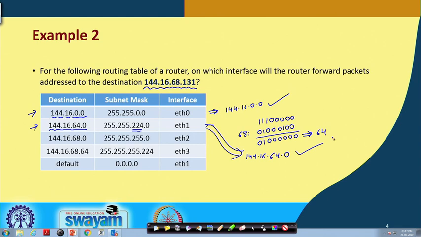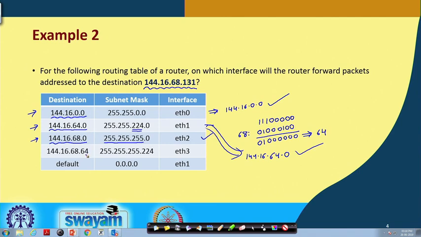Let us come to the third row, 255, 255, 255, all 3. So, the first 3, 144, 16, 68 will remain, last one will become 0, which is the same as here. So, here also there will be a match. So, there is a match in all 3 rows of the table.